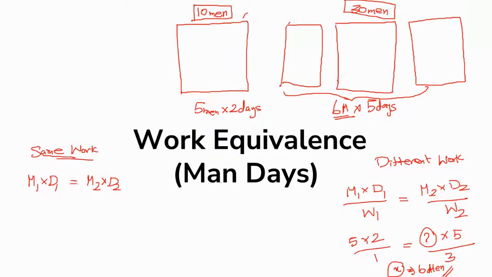So whenever the work is the same, then no issues. So M1 into D1 will be equal to M2 into D2. And in the second set, when the work is different, M1 into D1 divided by W1 will always be equal to M2 into D2 divided by W2. The amount of work to be done should be divided. In that case, only then both the values will be equivalent. So this is called work equivalence.